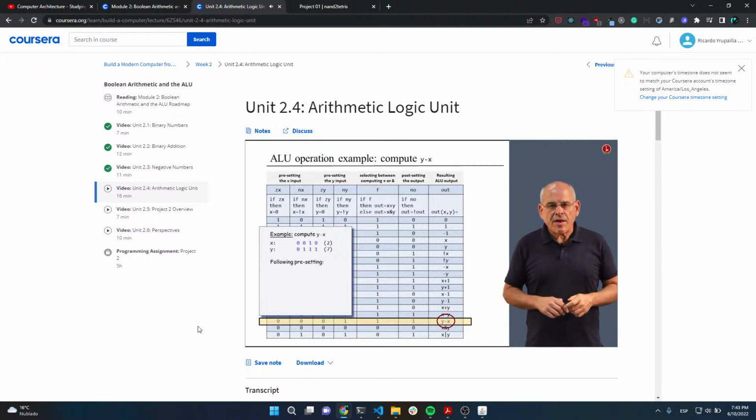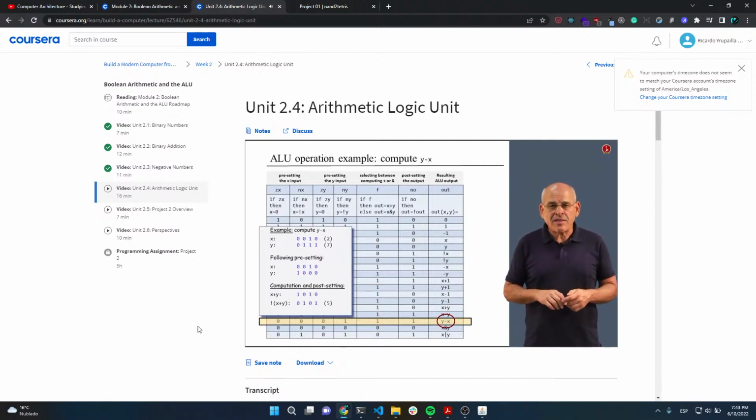So we see that zx is 0 and nx is 0, so we don't touch the x input, it remains as is. And moving along, we see that zy is 0, so we don't touch the y input, but ny is 1, which means that we have to negate it. So 0, 1, 1, 1 became 1, 0, 0, 0. Moving along, we see that f equals 1, so we compute the addition, and if we add up x and y, we get 1, 0, 1, 0. No also equals 1, so we negate the result, and we get 0, 1, 0, 1. And 1, 0, 1 represents 5, which is exactly what we wanted.